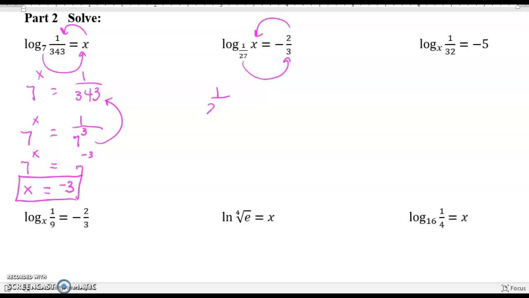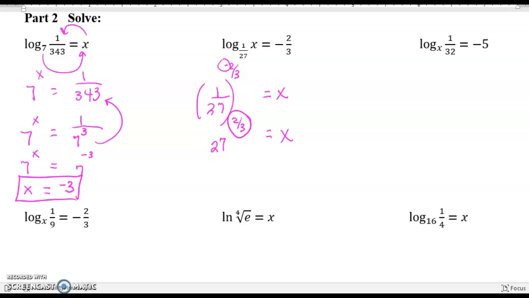We have 1/27 to the -2/3 power equals x. You could do this in a calculator, or you could solve it. You can completely do this in a calculator, but I'm going to solve this for you. First, I'm going to take care of my negative by flipping 1/27 over. So I would have 27 to the 2/3 power equals x.